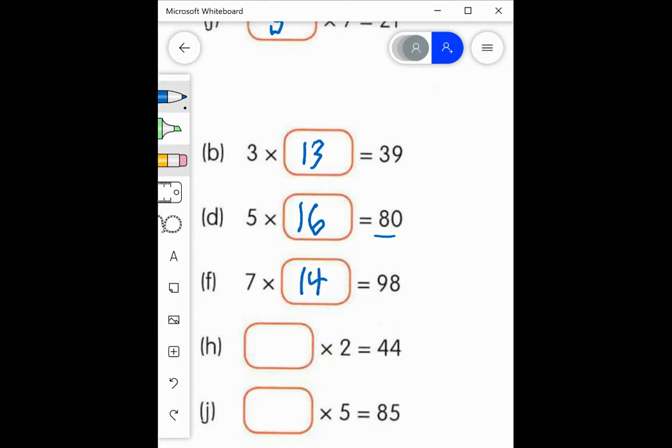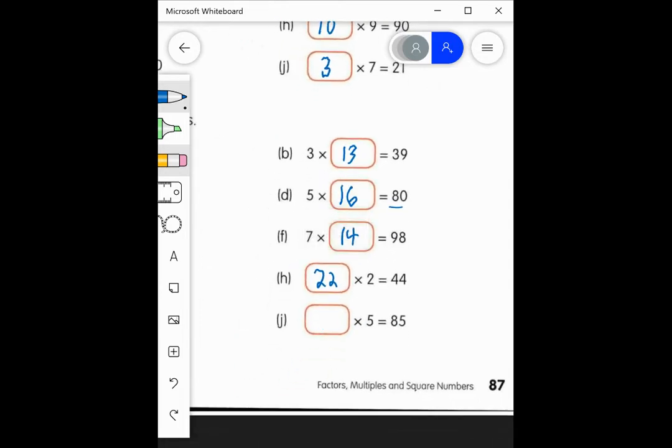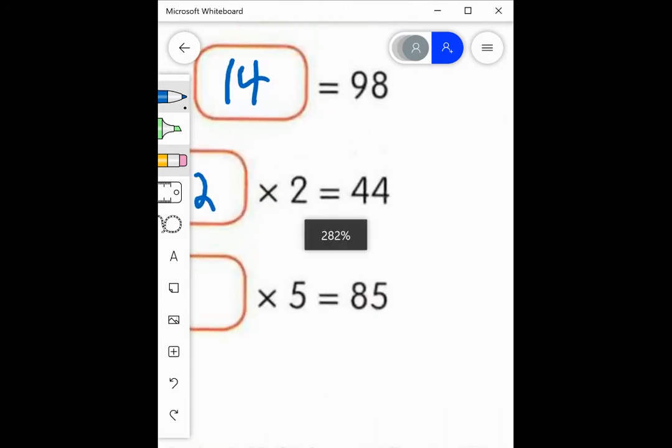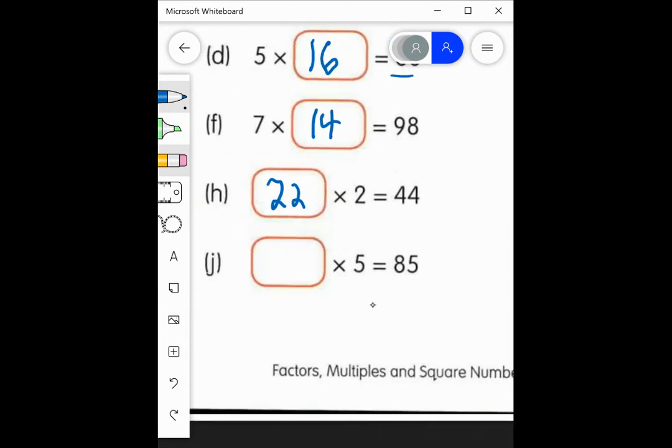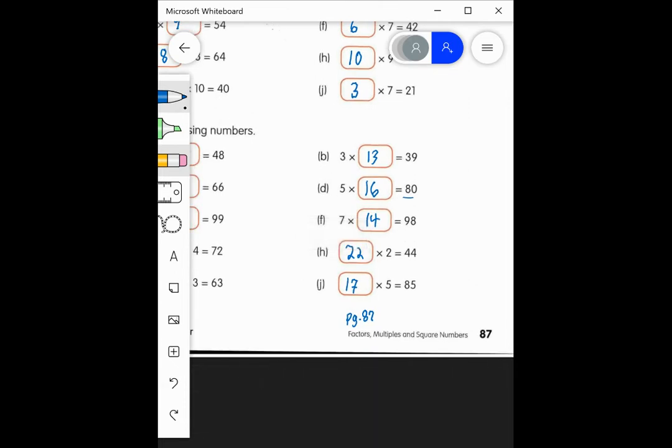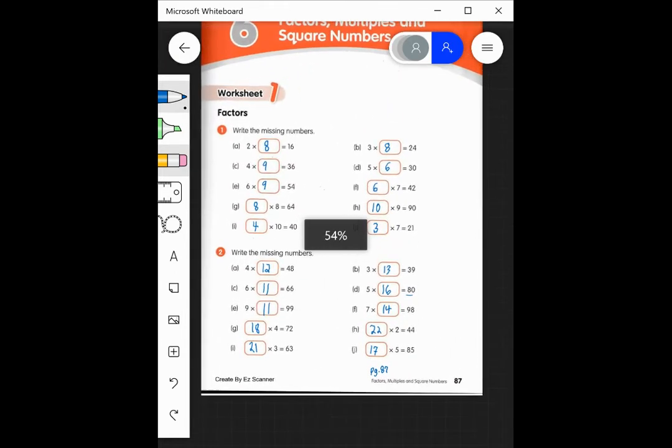And here you should get 22 times 2 equals 44. And for the last one, you might need to divide that as well. You could take 85 divided by 5, and you should get 17. And that does it for page 87. Okay, so let's take a look at those answers one more time, and that's the whole page 87. All right, let's move on. And if you want to move on to page 88, we'll go there next.